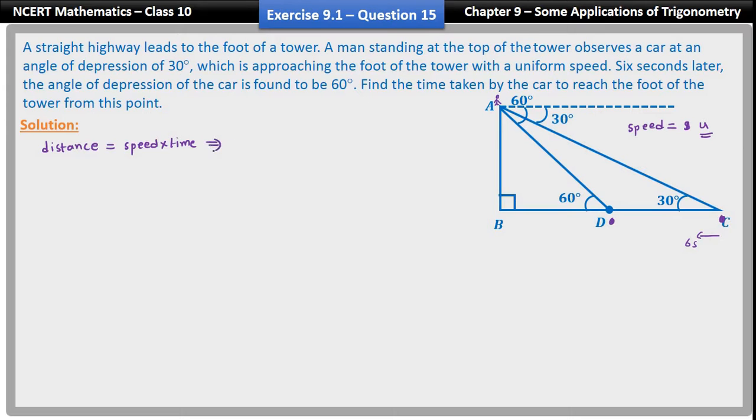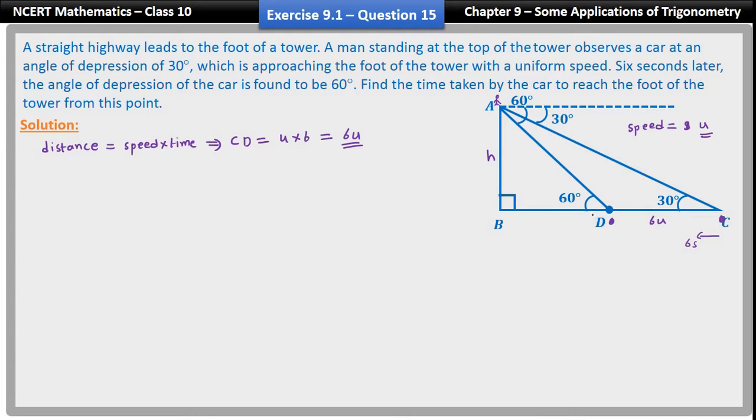So this distance CD, how much will CD be? CD is nothing but the distance the car traveled in 6 seconds, because in 6 seconds the car moved from here to here. Therefore CD will be speed, u, into time, 6. Therefore CD will be 6u. So this CD is nothing but 6u. Let's assume the height of this tower to be some h.